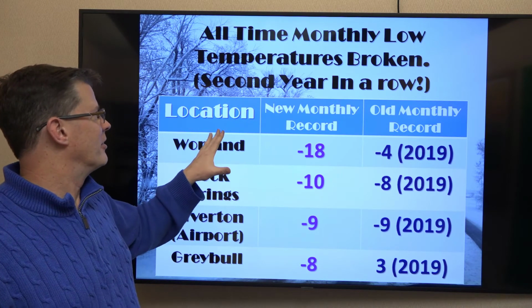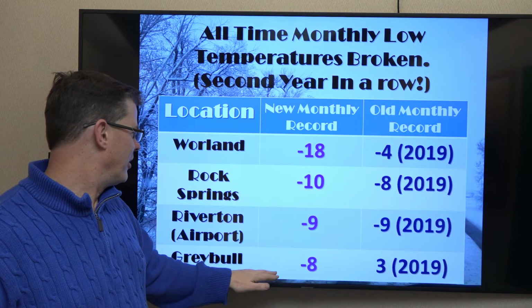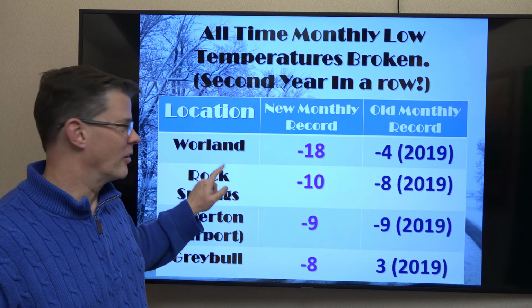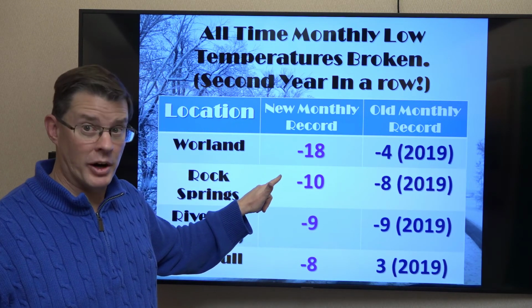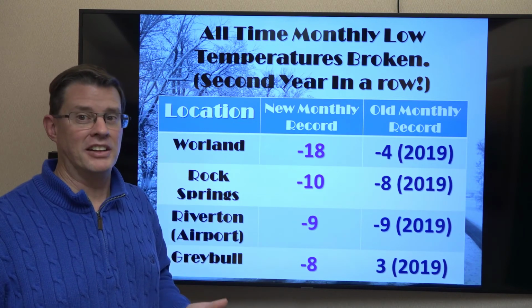This is the most impressive thing here. These are all-time monthly lows. We actually broke these two years in a row in some places. Greybull broke it, Riverton tied it, Rock Springs broke it, but this is the most impressive one here, Worland. Old monthly record minus 4, now 14 below. You don't see that very often. The records here go back quite a ways, at least back to the 1950s, so very, very notable there.